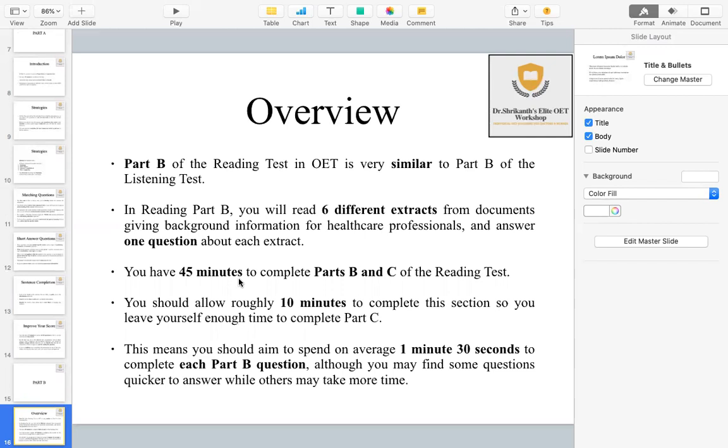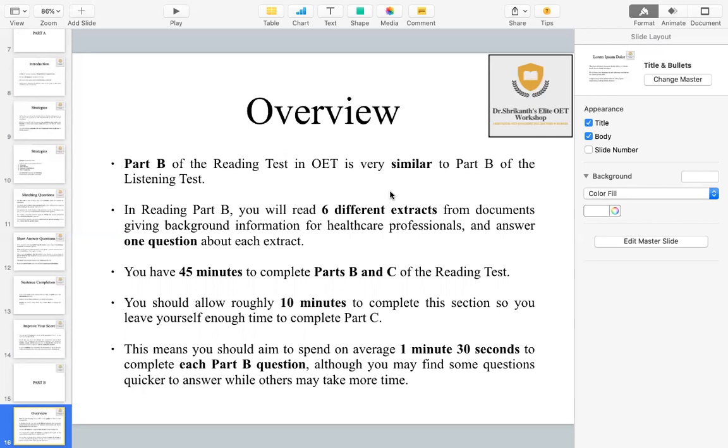Part B of the reading test is very similar to part B of the listening test. On your test day, the very first test will be the listening, followed by the reading and then the writing, and then in the afternoon you will have the speaking test. I have already done a video regarding the OET listening strategies.